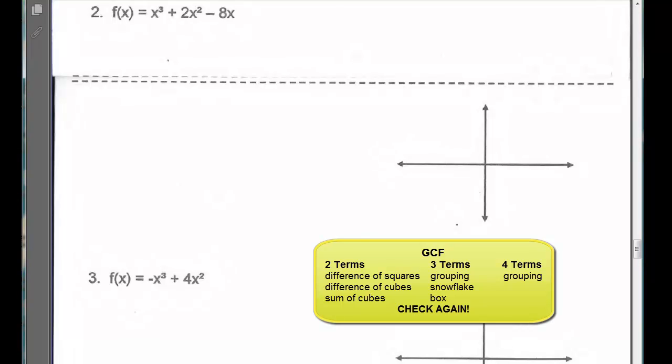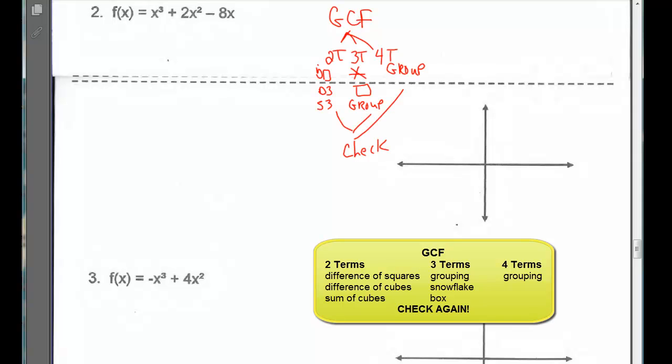In the second example, again, we have to follow our flow chart, GCF. Notice I could pull out a GCF of x in this problem. That will leave me x squared plus 2x minus 8. I'm through factoring the x to the first power, but this is a squared, so I'm going to check and see if it's 2 terms, 3 terms, or 4 terms, if I could still factor it. This is 3 terms, and I can still factor this.